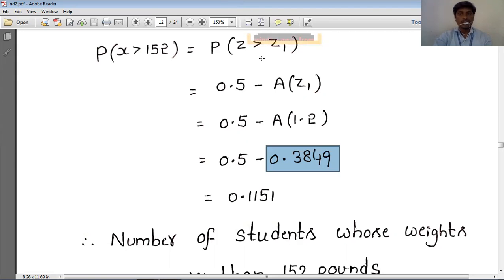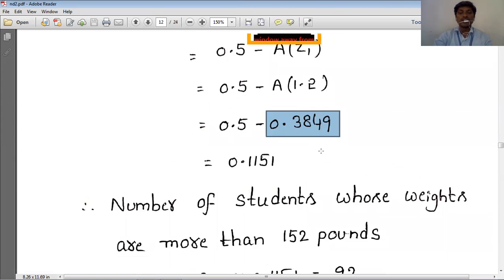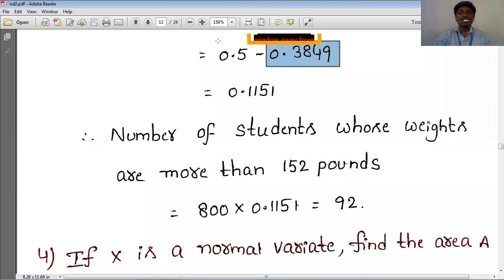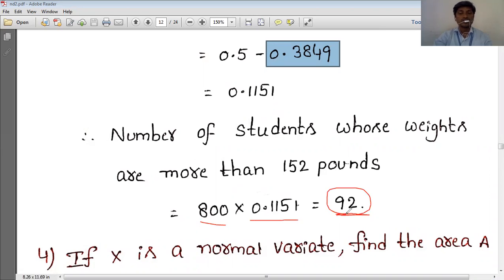But we require the number of students. For the number of students, we simply multiply with 800. That is what we did here: 800 times 0.1151, which is approximately 92. So 92 students have weight more than 152 pounds. Out of the total 800 male students, 92 male students have weight more than 152 pounds.